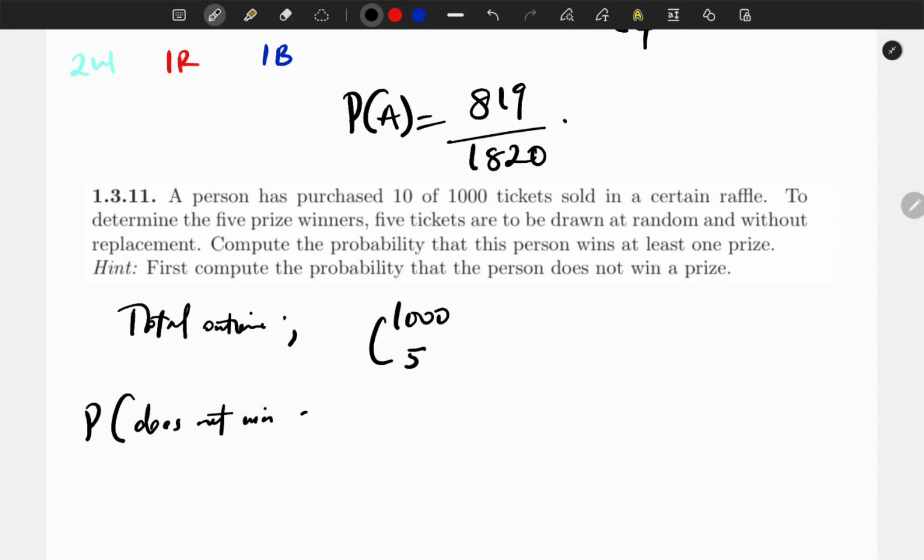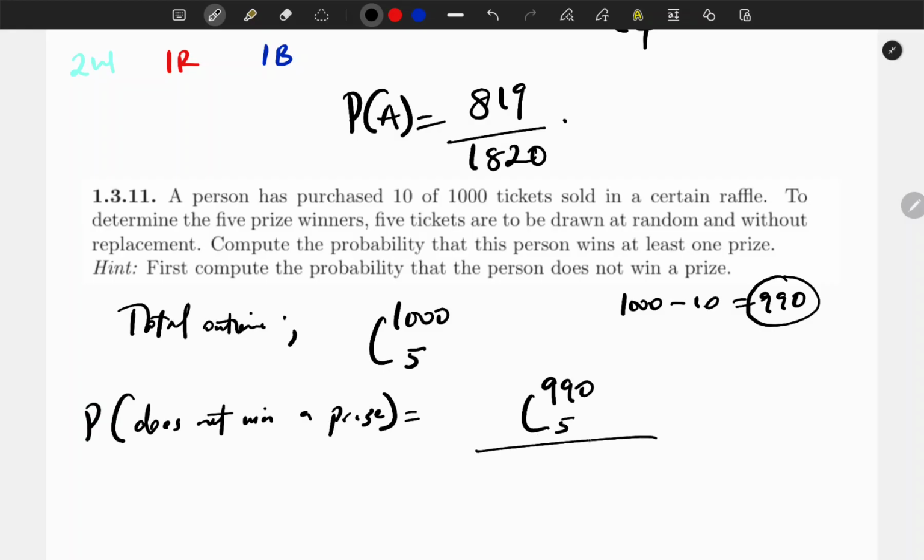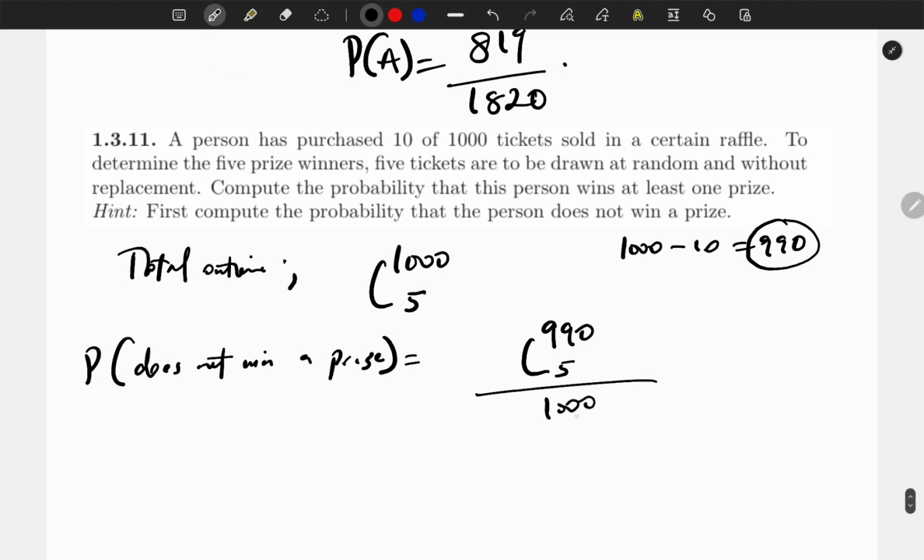means that we draw the 5 tickets out of those tickets that the person did not purchase. The person purchased 10 tickets, so if we subtract 10 tickets from 1,000 tickets, we are left with 990 tickets to pick from so that the person does not win any prize. This gives us the probability that the person does not win, because none of the 5 tickets will be drawn out of his own 10 tickets.